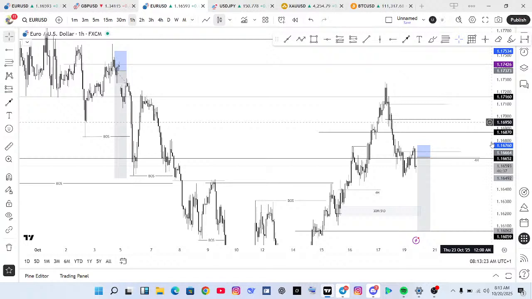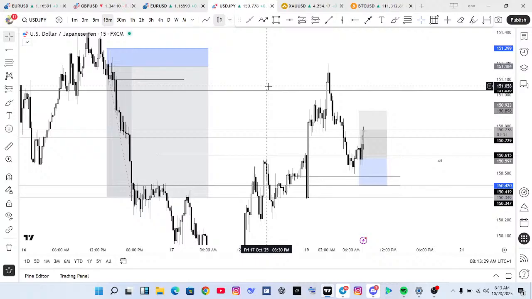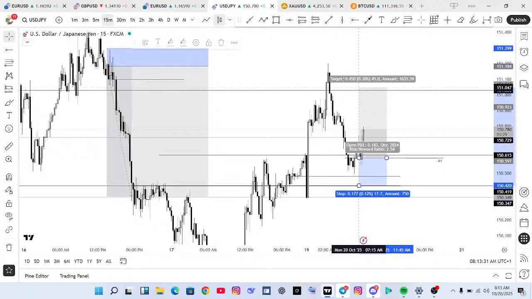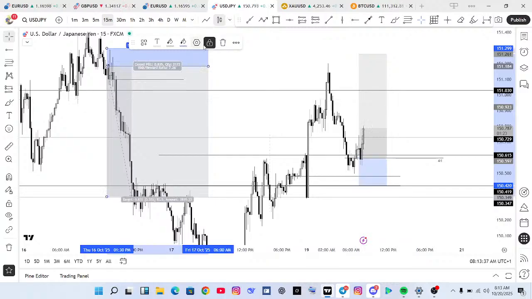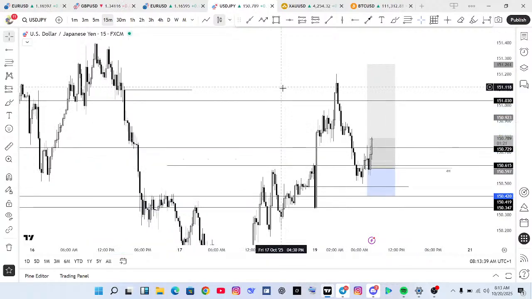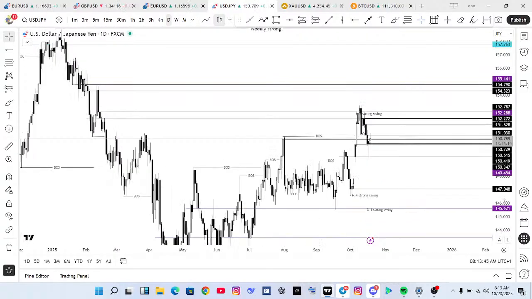And on UJ, I'm already buying UJ, targeting up here. I'm buying UJ already. Okay, I'll show you guys. Let me delete this one. Why I took this buy on UJ. Let's start from the daily time frame. I won't stay much on UJ.